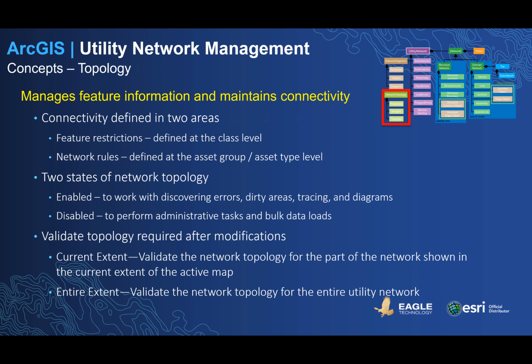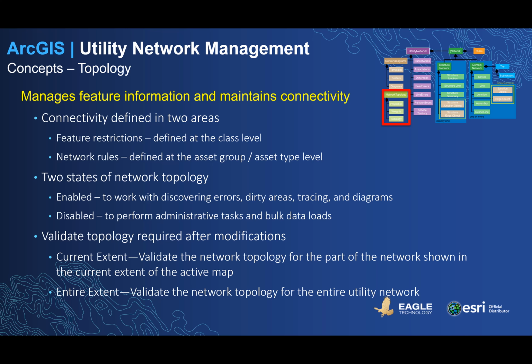Information inside of the network topology is stored in a graph persisted as binary pages. This just allows things like tracing and diagram functions to read and process information about the network in a more efficient manner, as opposed to retrieving the information directly from individual features in your network, as you would in a geometric network trace. Connectivity is defined by feature restrictions at the class level, then by network rules defined by the valid asset group and asset type combinations.